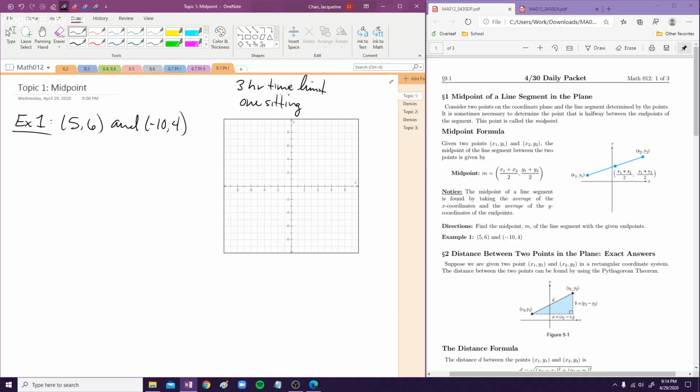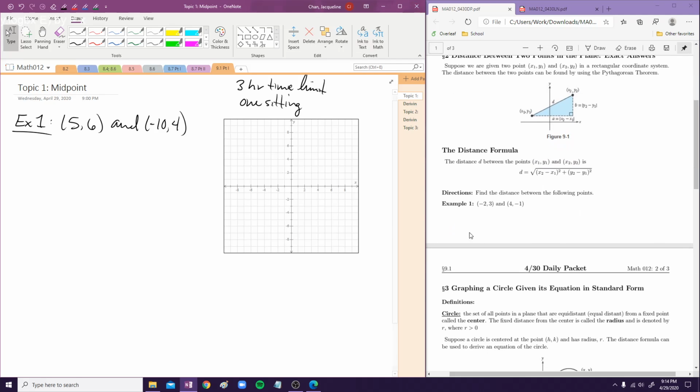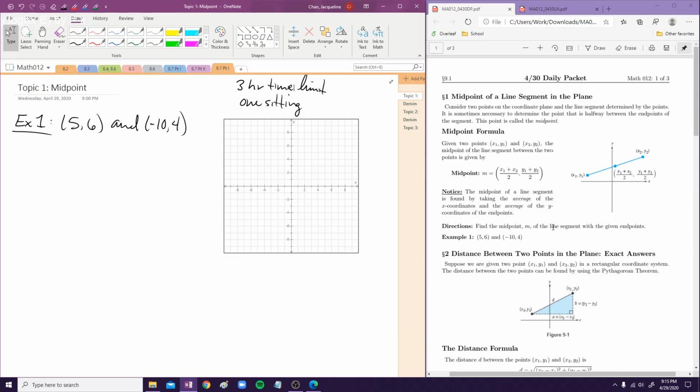All right, so now let's talk about today's lesson, which is part of section 9.1. If you look in the book, we're going to put things out of order a little bit. So midpoint is the end of section 9.1, but it's a little easier to talk about. So we're going to start with that, and then we'll talk about distance, and then we'll talk about graphing a circle. Right? So the midpoint of a line segment in a plane.